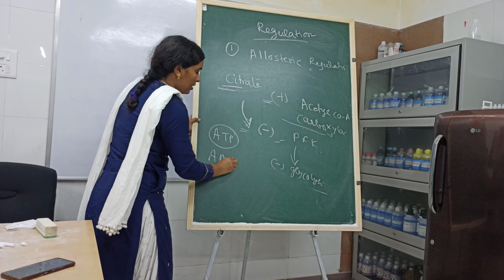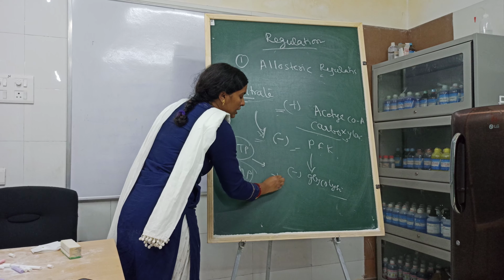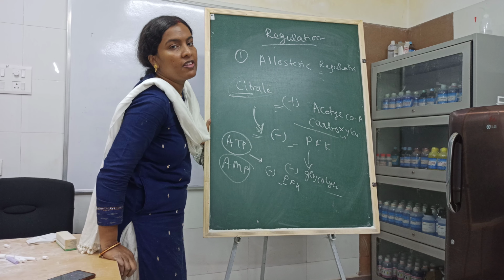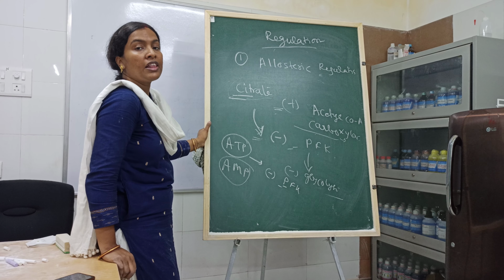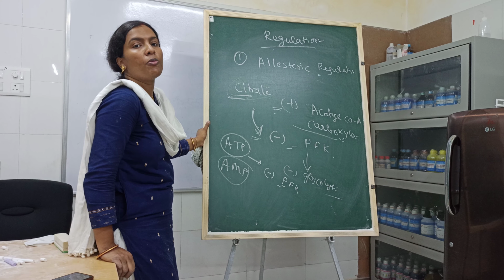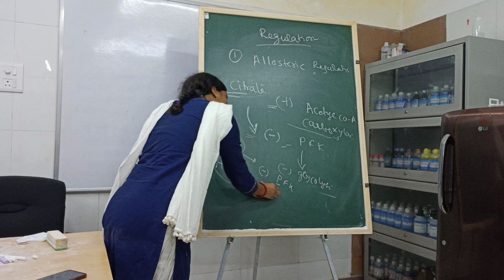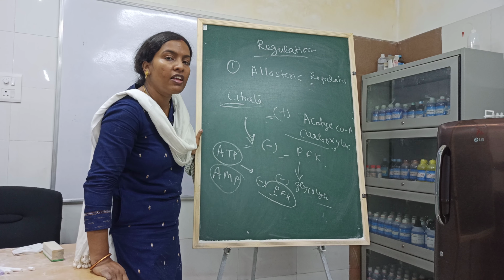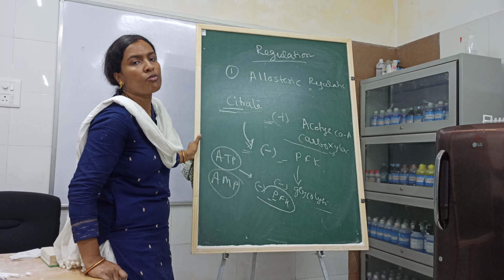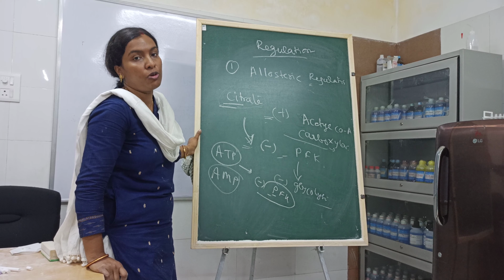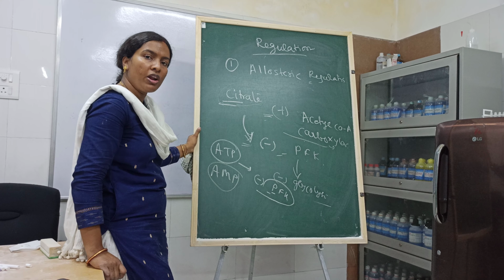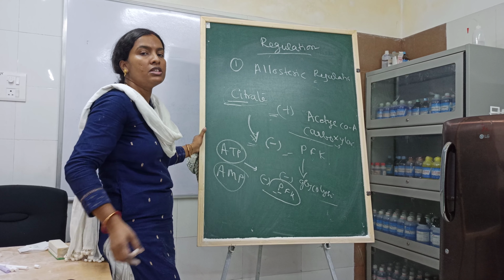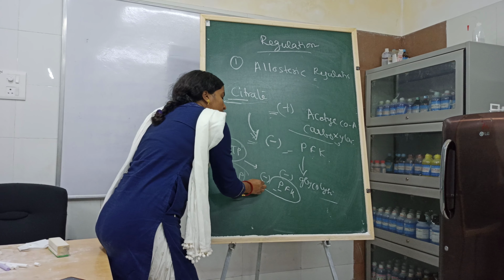Another example is ATP and AMP. ATP is an allosteric inhibitor of the enzyme PFK. When there is much more ATP, the energy demand is less, so there is no need of glycolysis. So ATP allosterically inhibits PFK, which is the rate-limiting enzyme of glycolysis. There is decreased glycolysis, decreased TCA cycle, decreased electron transport chain, and decreased ATP formation. Because we have a high amount of ATP, there is no energy need, so no need of glycolysis and the ETC. So ATP allosterically inhibits the enzyme PFK.